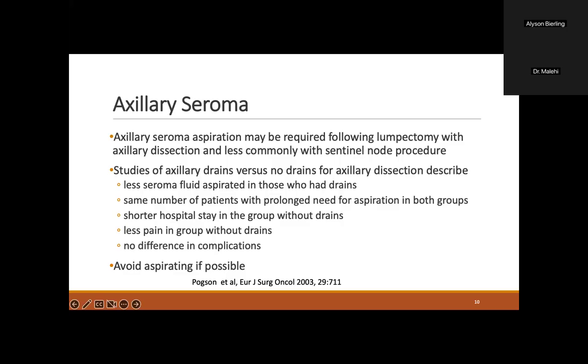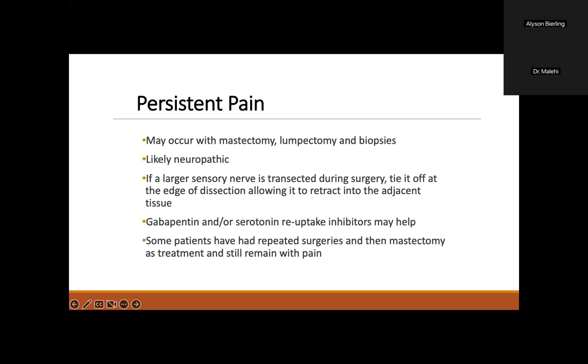The hospital stay was shorter in the group without drains. There was less pain in the group that did not have drains. And there was no difference in complications. So we actually stopped putting drains in for these axillary surgeries after these studies came out. And if there's only some fluid in there, avoid aspirating it, because sometimes a little bit of pressure from that fluid actually helps those lymphatics to seal. So allowing a little pressure in that axilla is good. So we only use drains for mastectomies now.